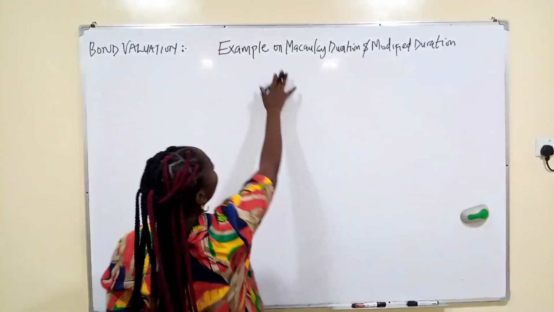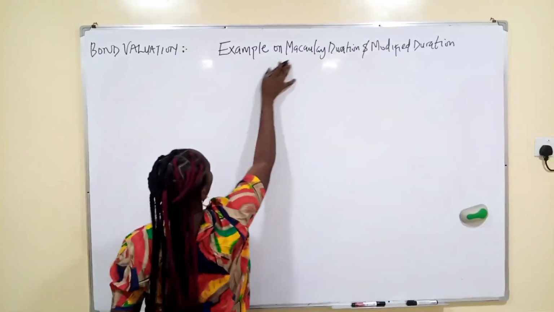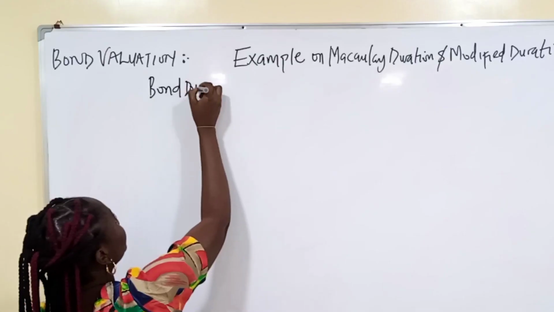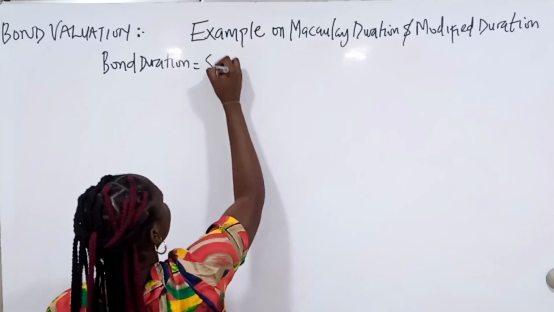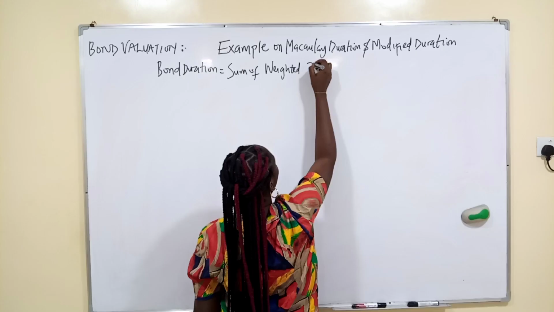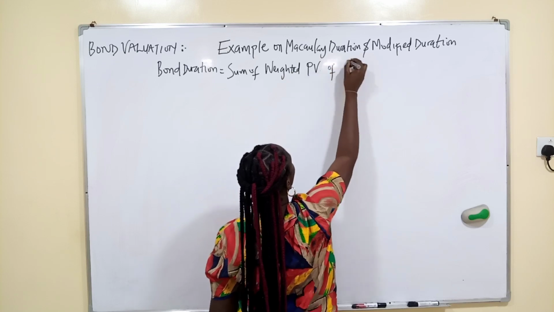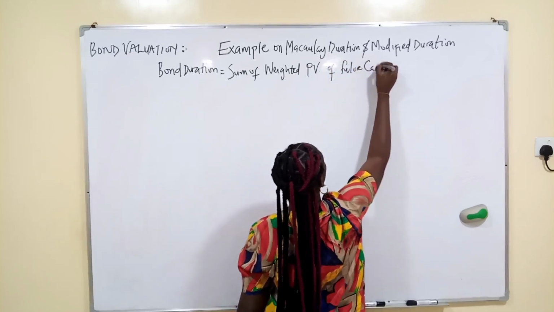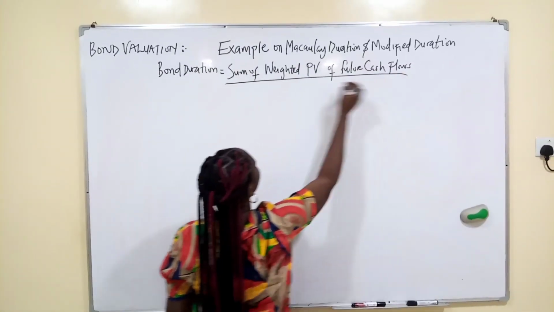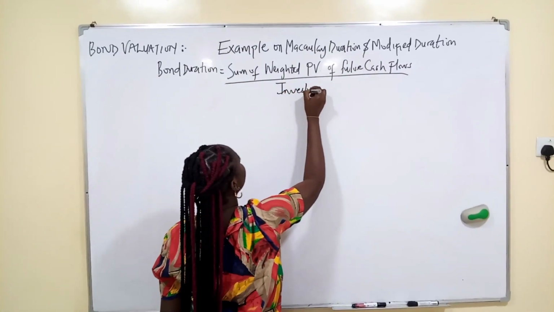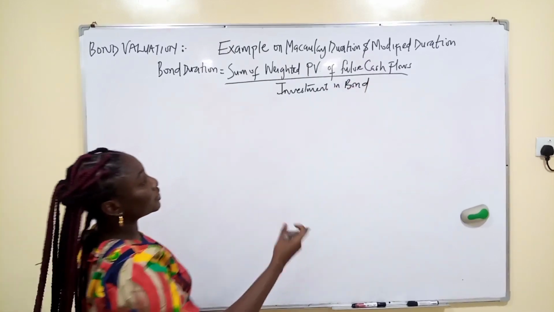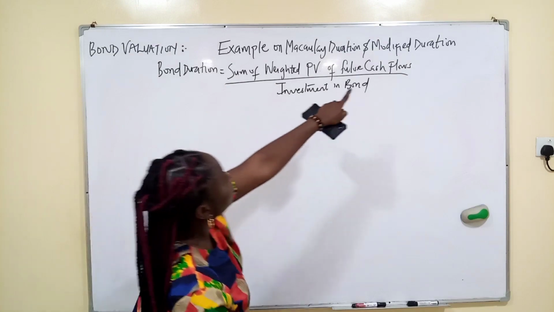Right? So the formula for calculating this Macaulay duration or bond duration is what? Let me write it. Bond duration. The formula is the sum of weighted present values of future cash flows, I'll explain because we're solving an example now, divided by investment in bonds. That is the market price. How much did they drop? How much was the bond issued at? Okay. Then the modified duration.